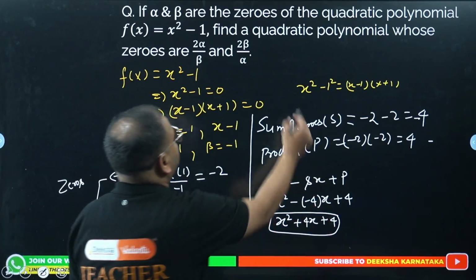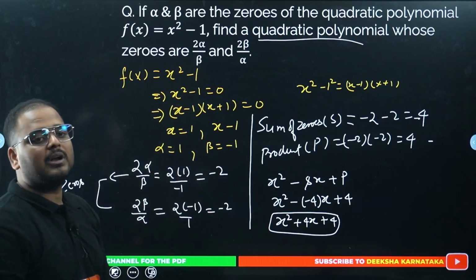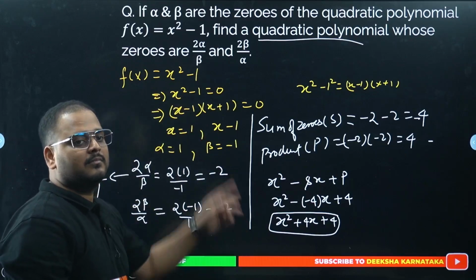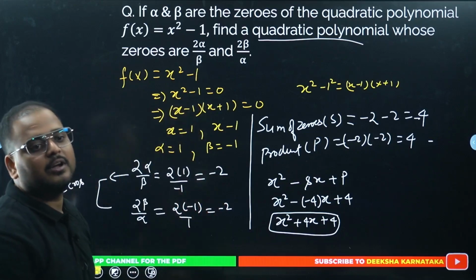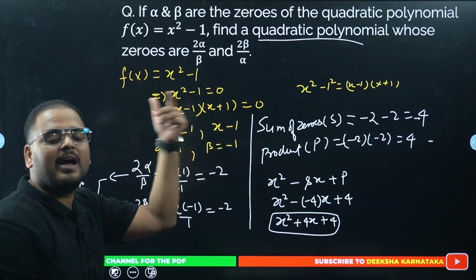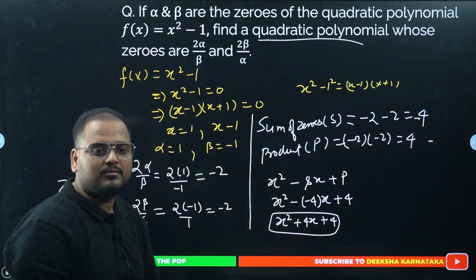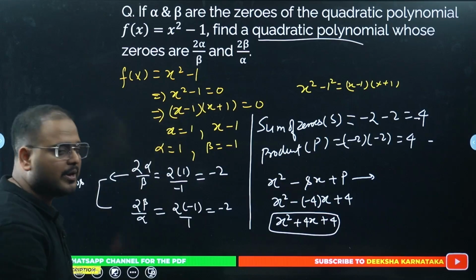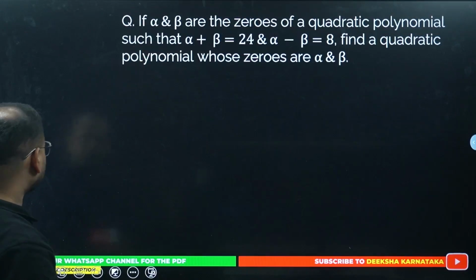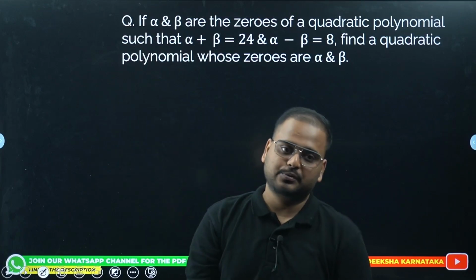So find the quadratic polynomial where the roots are 2 alpha by beta and 2 beta by alpha. They gave a polynomial, we found the roots, and we used that alpha and beta to find our new roots. We found the sum and the product as well, and then we found the polynomial using the standard form of a quadratic polynomial. Okay, let's move on. Now this is a challenging question.